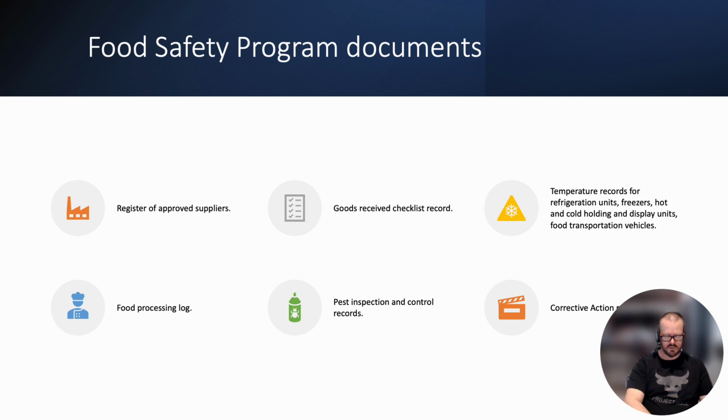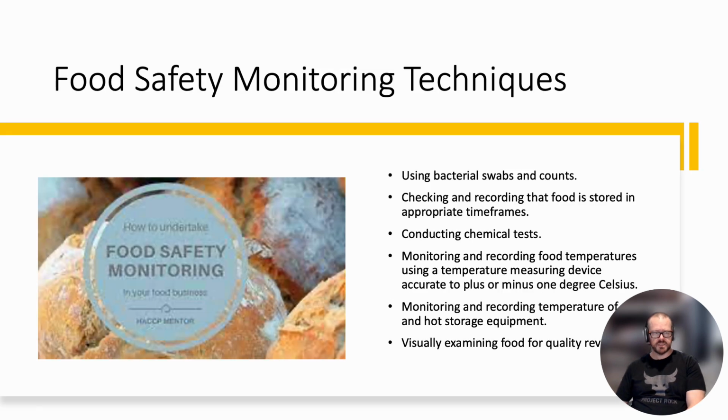So that's how food gets processed. Processing means cooking, might mean serving. It's all of those particulars. Pest inspection and control records and corrective action records. I know for a fact that environmental health officers want to see this information. At a minimum, they want to see your temperature records, your food temperature logs, and your pest control records. Pretty serious stuff.